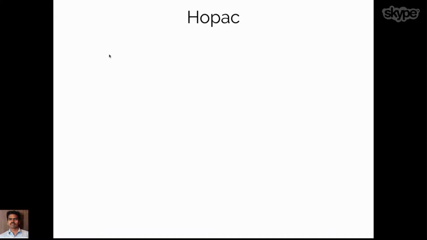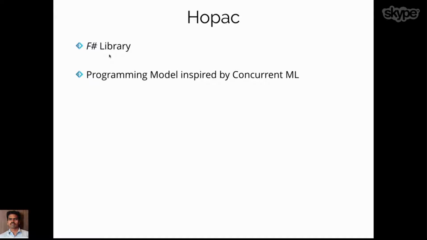All right, so what is the Hopac library? Hopac is an F# library, and it brings in a programming model inspired by Concurrent ML, a programming language from long back. If you are aware of something called Communicating Sequential Processes, that actually inspired Concurrent ML, and this programming model is inspired from Concurrent ML. So the Hopac library brings in 3 different abstractions, and one of the important abstractions which we use a lot when we are working with Hopac is Job.